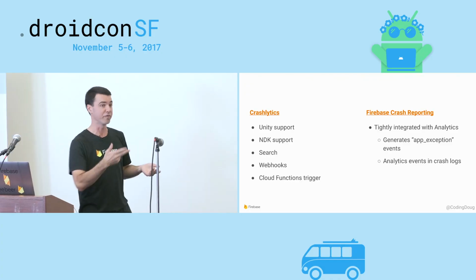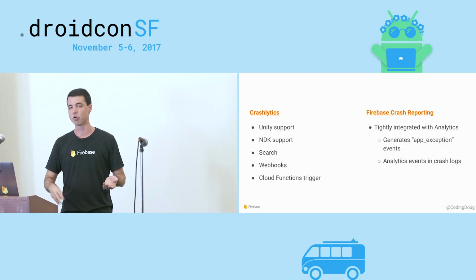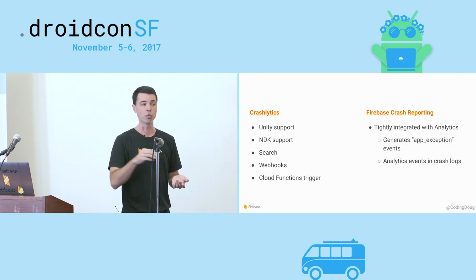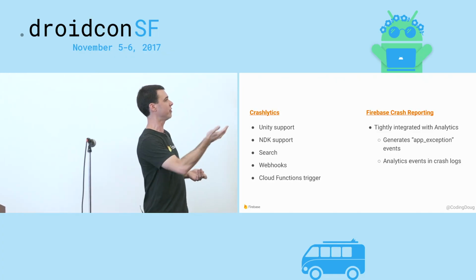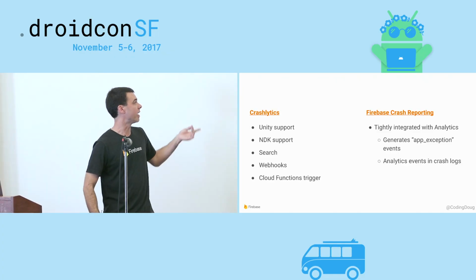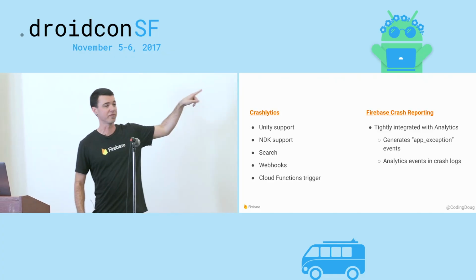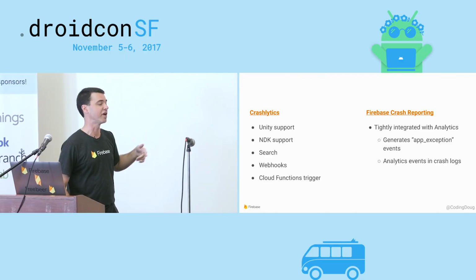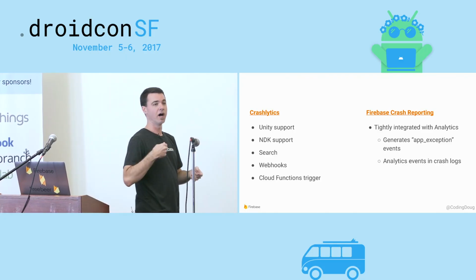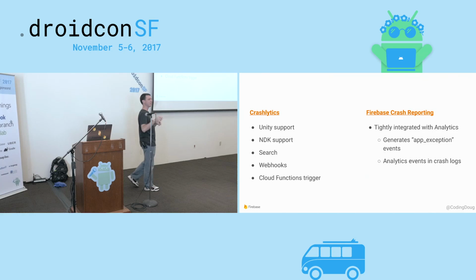Crashlytics has Unity support. If you're working with the Android NDK, there's NDK support. You can search issues. There's webhooks, so if there's a crash, you can receive a webhook trigger. And now there's Cloud Functions integration, which is very new as well. With Cloud Functions, you can write backend code in a serverless environment, so you can basically write Node.js code that will get triggered every time the system sees a new crash.